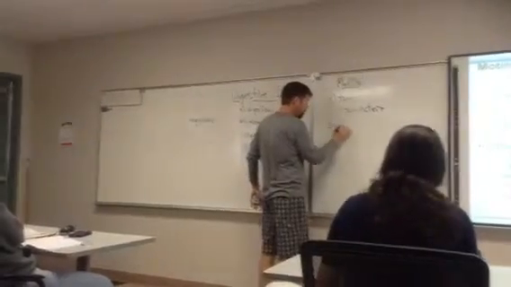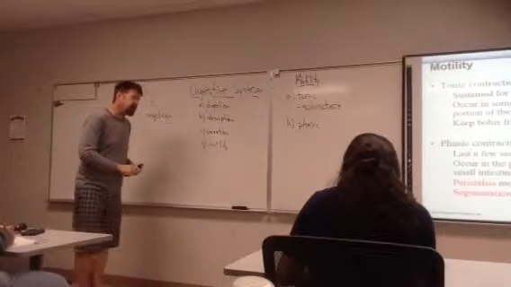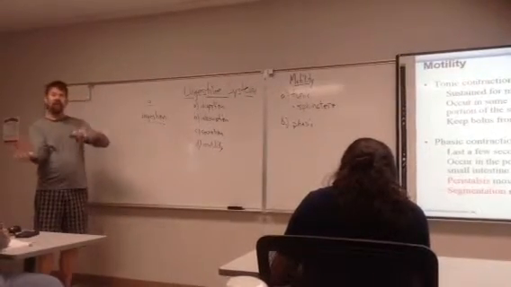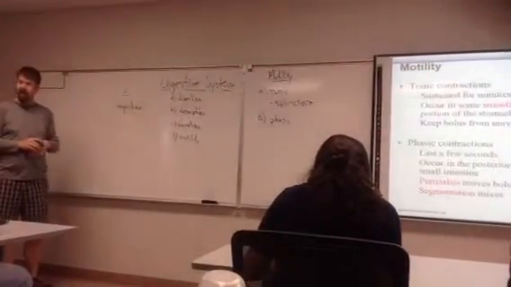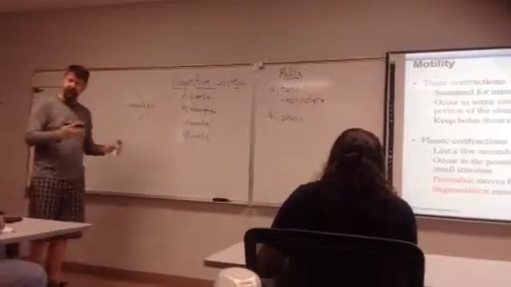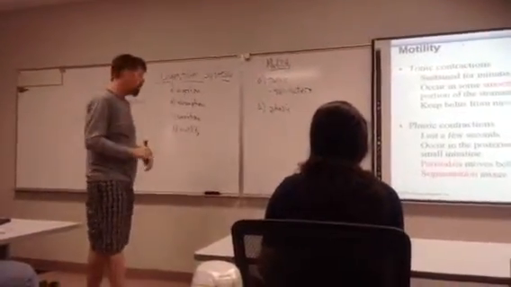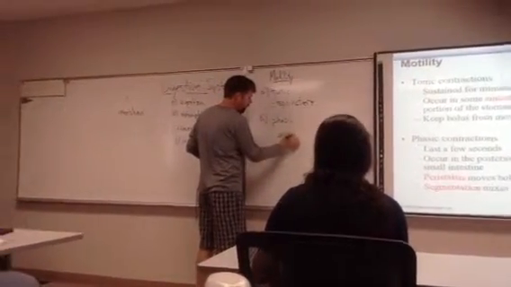Then we have what are called phasic contractions. And phasic contractions occur in phases. Some of the time they're occurring, some of the time they're not occurring. Phasic contractions are used to regulate the movement of things from segment to segment, or to push things. I guess that's the best way to say it. They push things from segment to segment, especially in something called peristalsis.